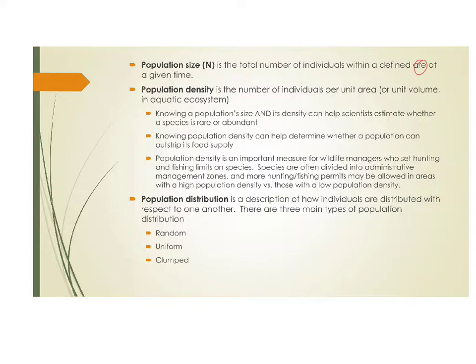Population distribution is a description of how individuals are distributed with respect to one another. There are three main types of population distribution. They are random, uniform, and clumped. And again, you guys should be familiar. We teach this in regular bio, and of course, if you've had AP bio, you know all about this.